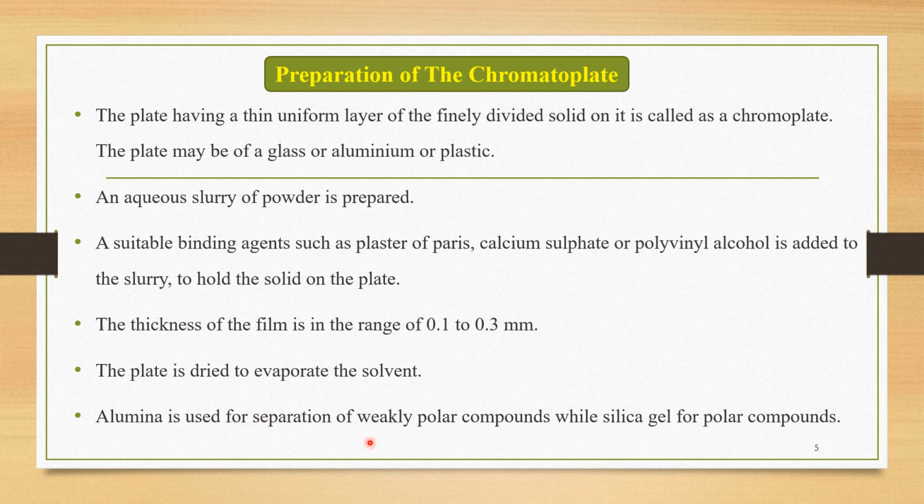Alumina is used for separation of weakly polar compounds while silica gel is used for polar compounds. So what is the nature of the compounds which we are going to separate? Depending upon that, we have to use either alumina or silica gel. In case of weakly polar compounds, we can use alumina, while in case of polar compounds, we use silica gel.